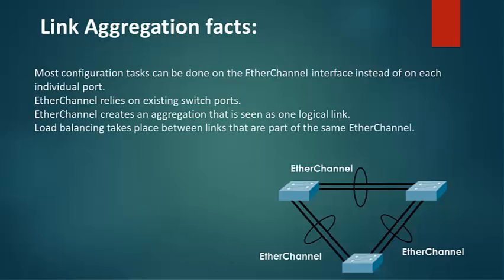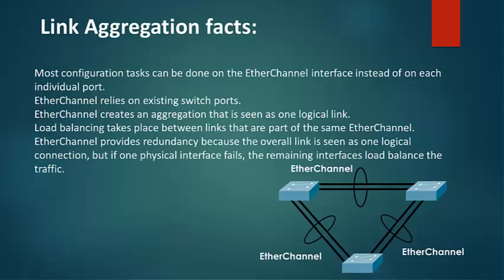Load balancing takes place between links that are part of the same EtherChannel. EtherChannel provides redundancy because the overall link is seen as one logical connection, but if one physical interface fails, the remaining interfaces load balance the traffic.